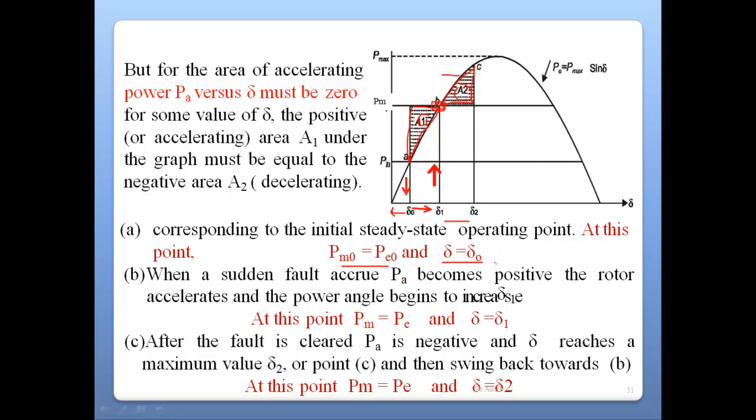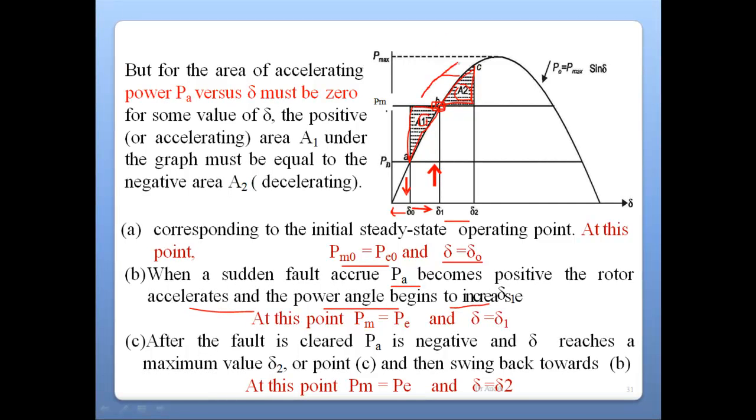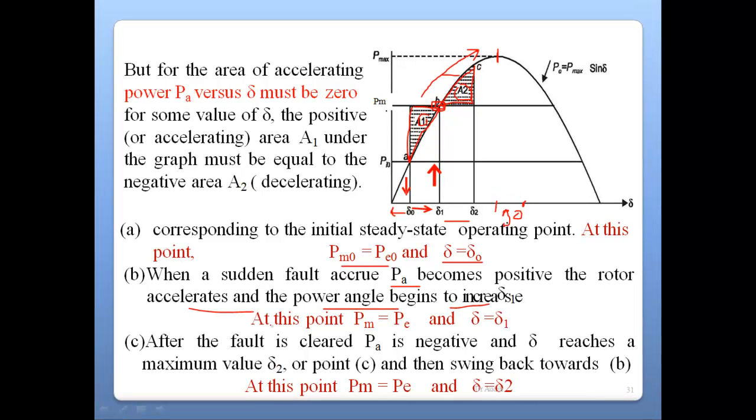Now we have two or three cases separate from these stable cases. When a machine suddenly comes under a fault, it means PA becomes positive, the rotor accelerates and the power angle increases. It means the rotor will accelerate and recover its power in this direction, but not beyond this maximum value. This is the maximum value at delta equals 90 degrees, or we can say the critical angle is approximately 90 degrees, not beyond 90 degrees, right?